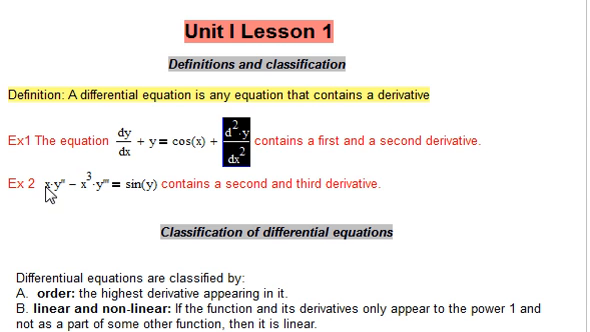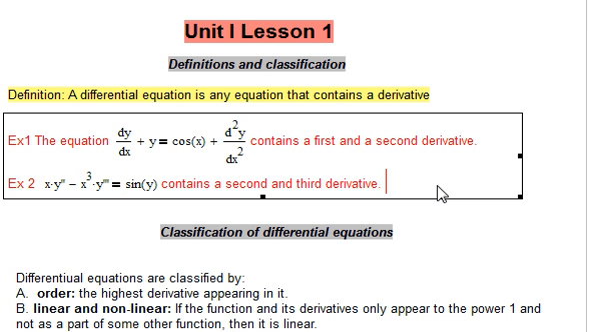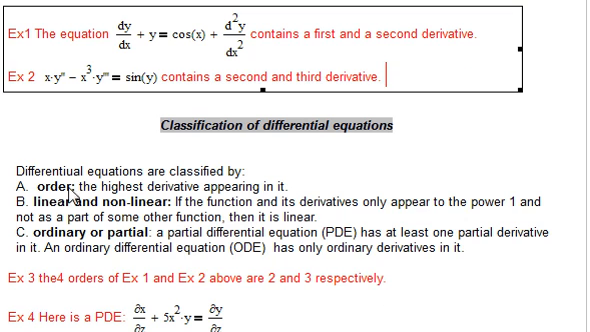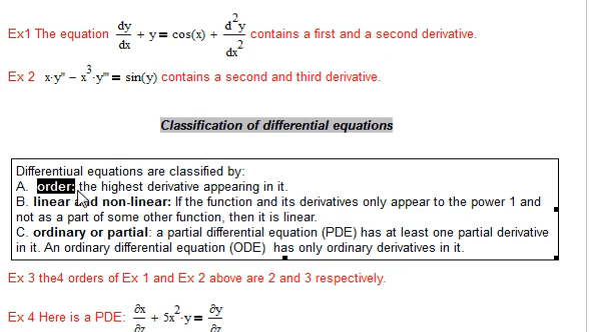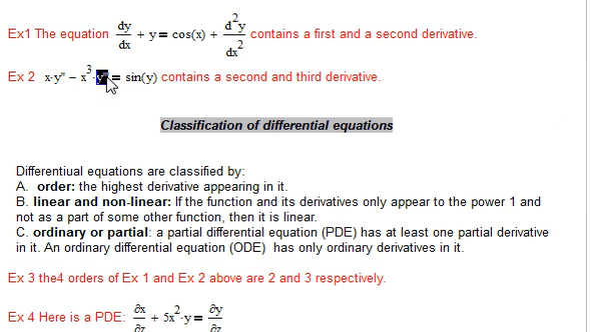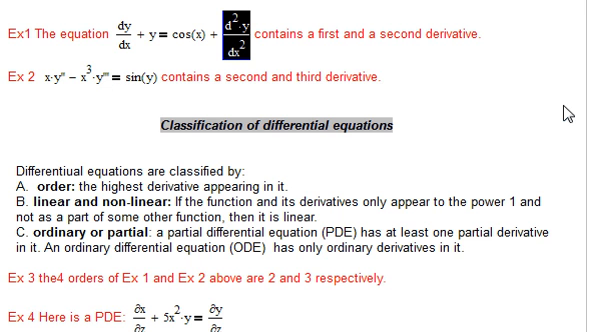This equation, x times y double prime minus x cubed times y triple prime equals sine of y, contains a second and a third derivative, so those are differential equations. And how do we classify them? They're classified by order, and the highest derivative appearing in an equation is its order. For instance, this one is third order, and this one is second order because that's the highest derivative.